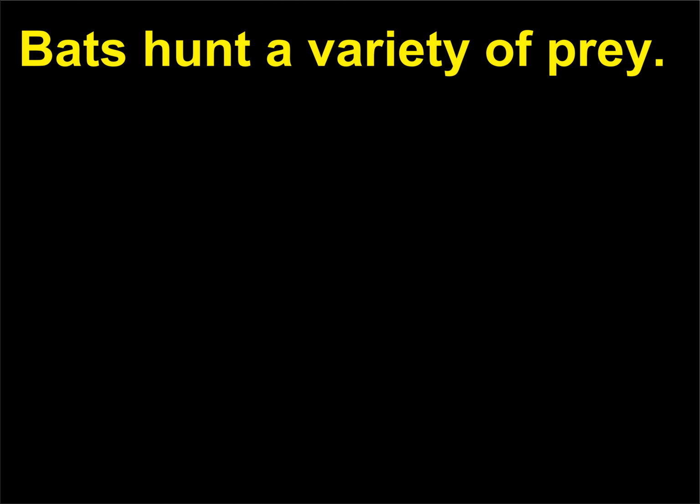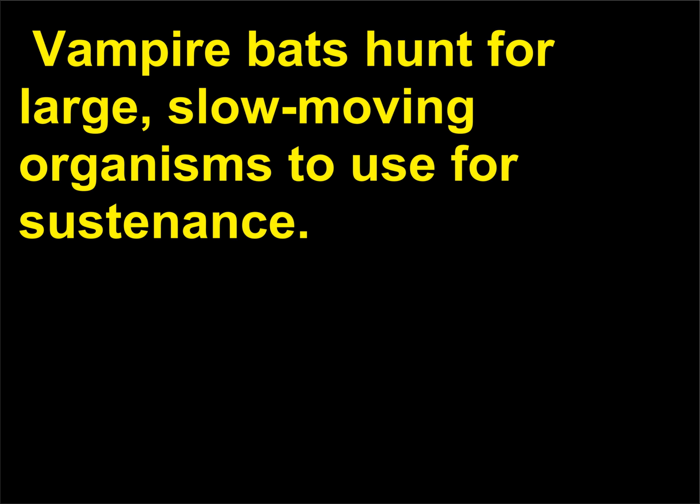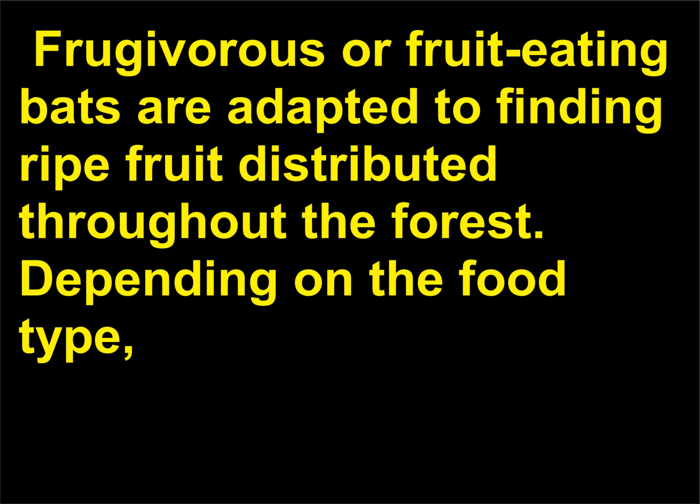How do bats hunt? Bats hunt a variety of prey. Some bats are insectivores, capable of catching their prey on the wing. Vampire bats hunt for large, slow-moving organisms to use for sustenance. Frugivorous, or fruit-eating, bats are adapted to finding ripe fruit distributed throughout the forest.